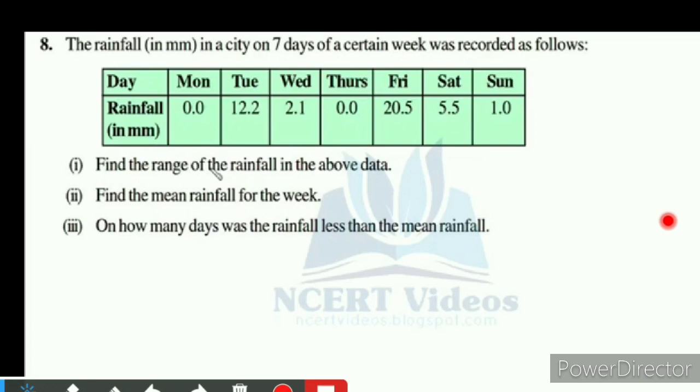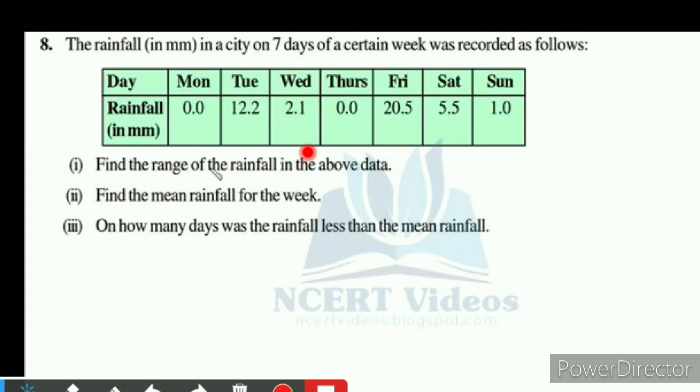Next, eighth question. The rainfall in millimeters in a city on 7 days of a certain week was recorded as follows. Here the table is showing the rainfall in a city in a certain week. Monday 0.0 millimeter, Tuesday 12.2 millimeter, Wednesday 2.1, Thursday 0.0, and so on. The three parts of the question are: find the range of the rainfall in the above data. We know the formula: highest minus lowest score.